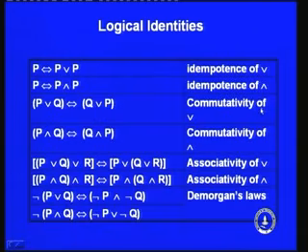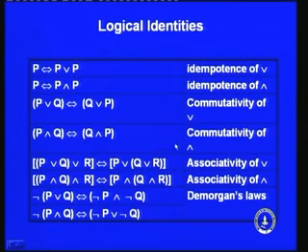Then you have the commutative laws. Q or P is equivalent to saying P or Q. You can interchange the variables, it does not affect the meaning. This or that, A or B is B or A. So, P or Q is the same as Q or P, this is called commutativity of OR. Similarly, you have commutativity for AND. P and Q is equivalent to saying Q and P.